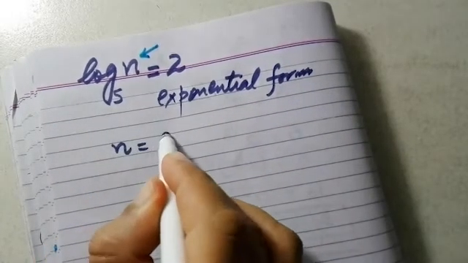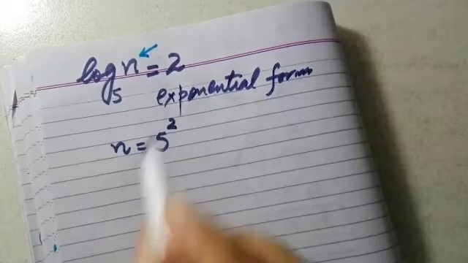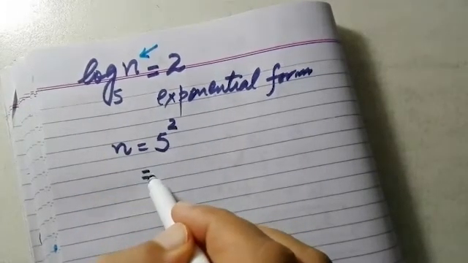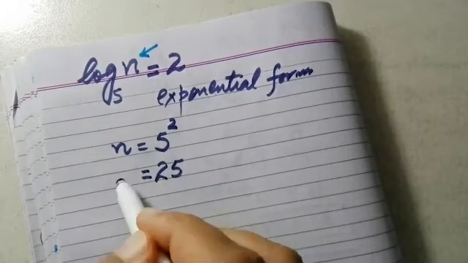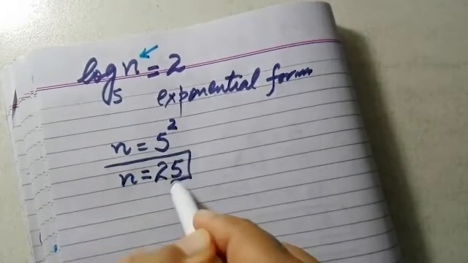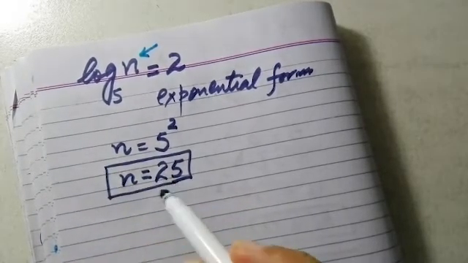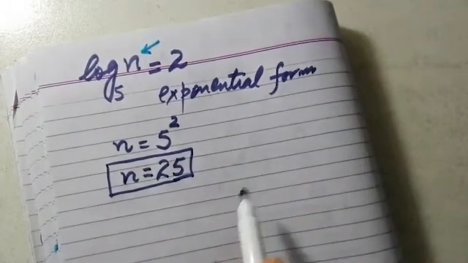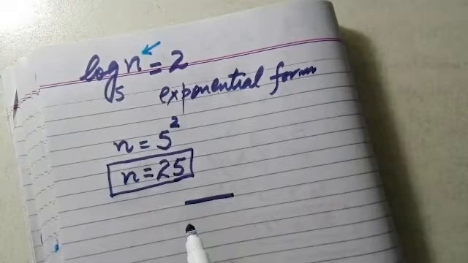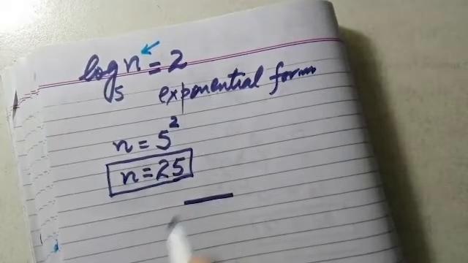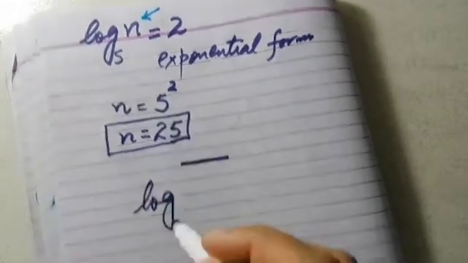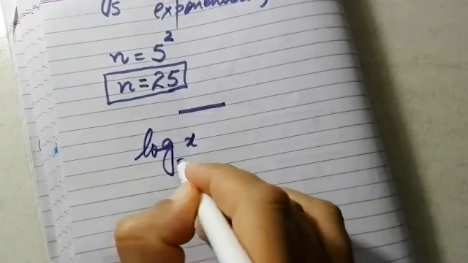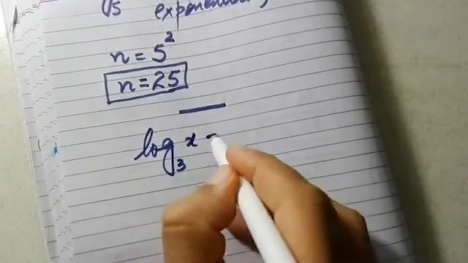So how will we proceed? Once again, the same: change into exponential form. First task. In the exponential form, you would write n is equal to 5 raised to power 2, and 5 raised to power 2 is equal to 25. So this is how you will find the answer directly. This is completed. n is equal to 25. This completes the question.